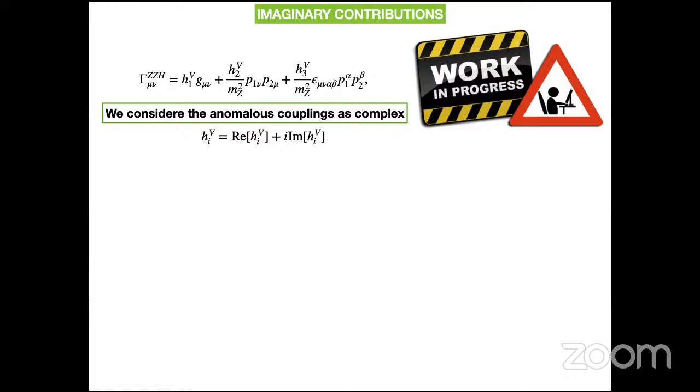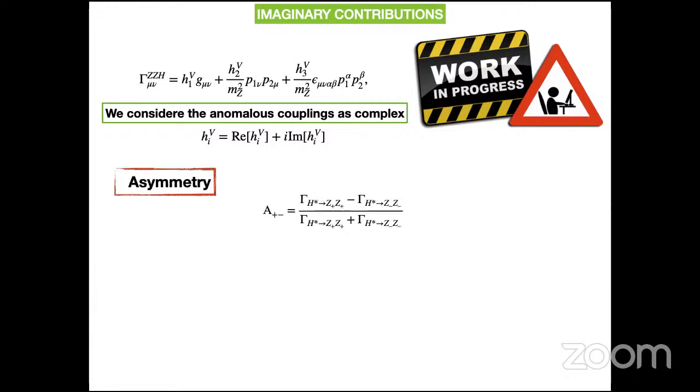Again, this is the vertex function of the coupling of two Z bosons and a Higgs boson. And again, I want to study the contribution of the imaginary part. But this time I define the following asymmetry. We take the difference between the production of the transverse polarization.